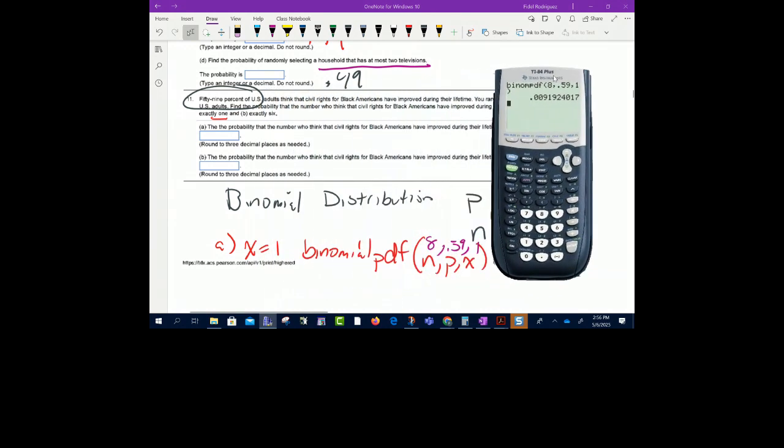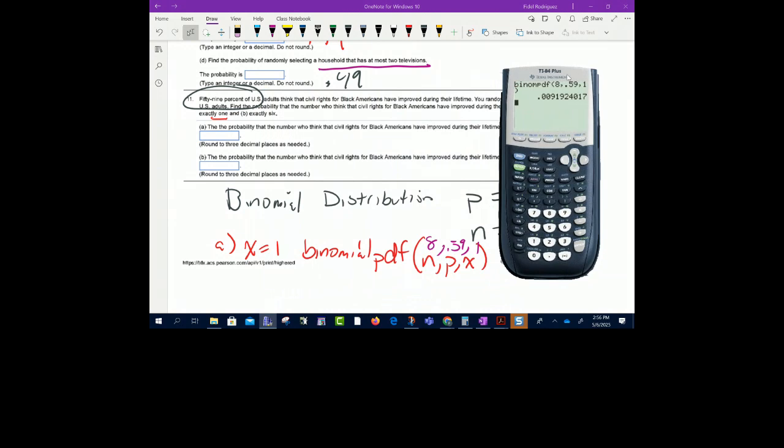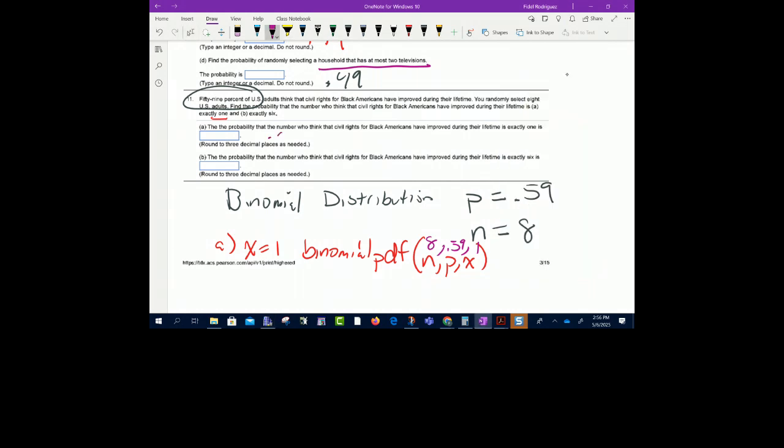They are asking me to go to 3 decimal places. So at least for my case, I'm coming up with 0.009. Mine says trials. Yeah, trials is your N, and then my P would be 0.59, right? And then your next number should be what? 1. There you go.